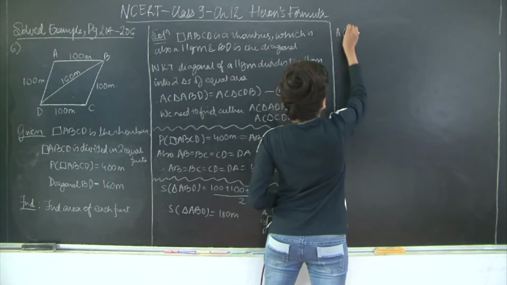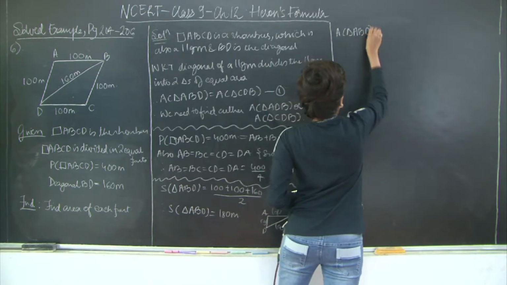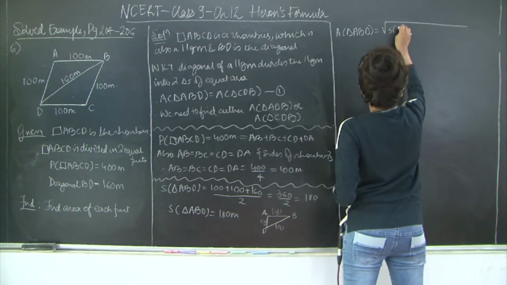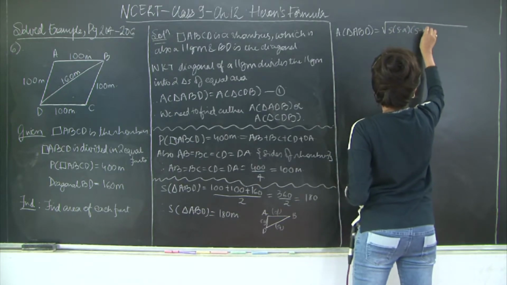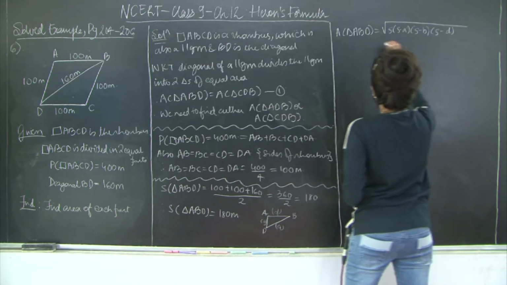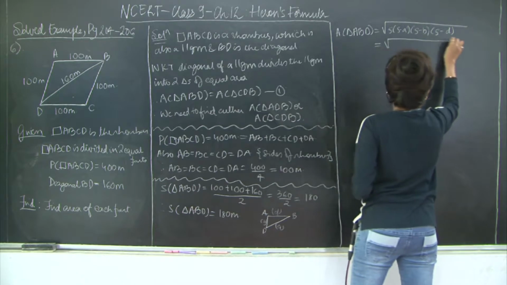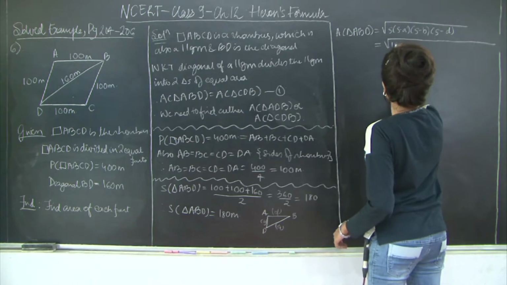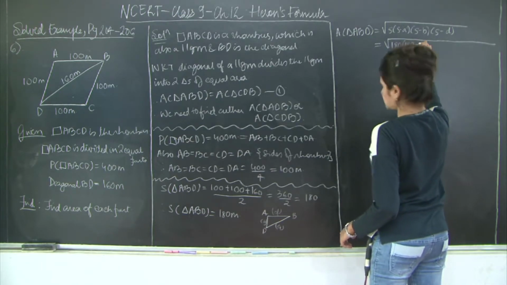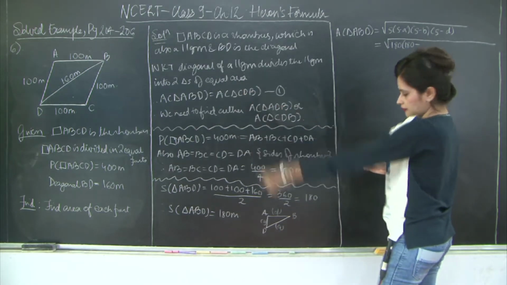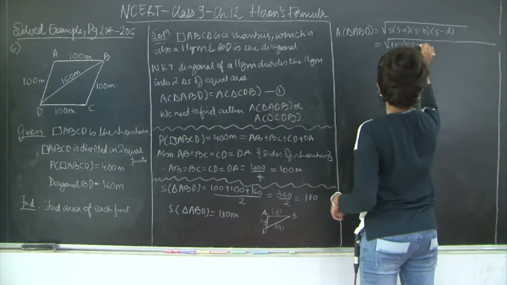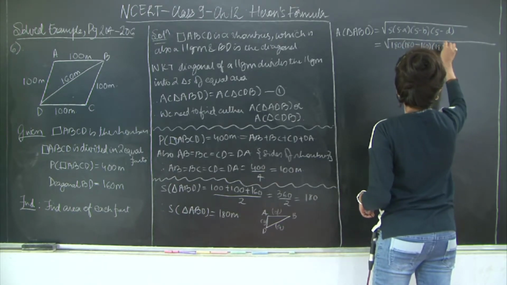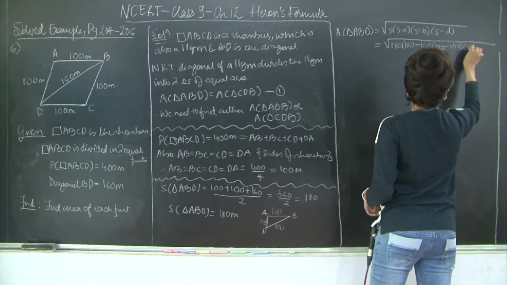So area of triangle ABD is equal to the square root of S into S minus A into S minus B into S minus D. So this would be what? Your semi-perimeter is 180. So 180 into 180 minus A. A is which side? That is small a. That is the diagonal BD. So 180 minus 160, and S minus B and S minus D would be 180 minus 100 and 180 minus 100.